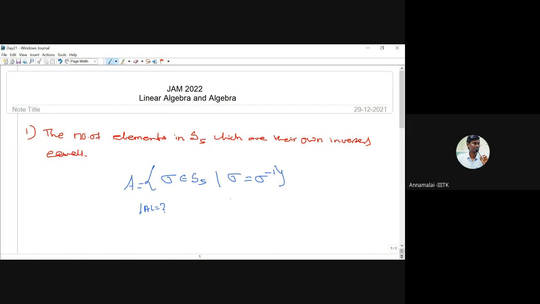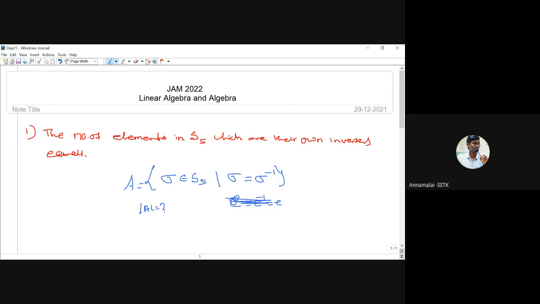Sometimes the identity permutation E always satisfies E equal to E inverse, because E inverse is nothing but E. So sometimes they ask what is the number of non-identity elements in the set. So carefully you have to understand the question. Are they just asking the cardinality, or the number of non-identity elements? Then you should not consider the identity element in the counting. Suppose they are just asking the number of elements which are their own inverse, then you have to include and count the identity element also.